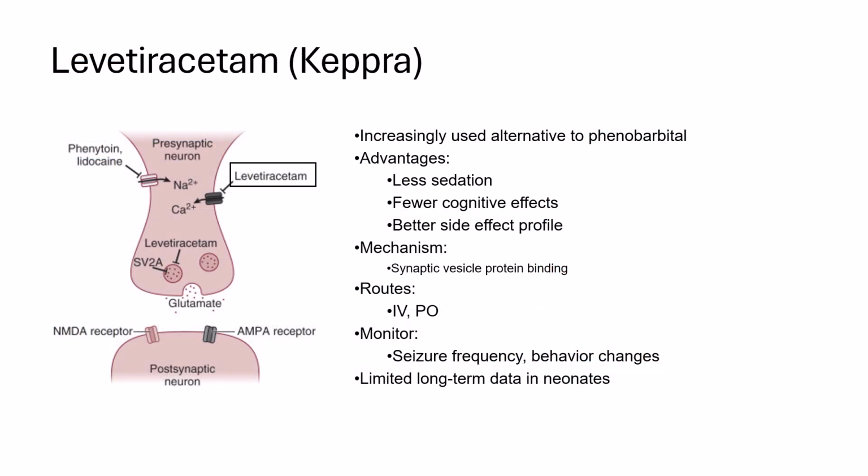Levetiracetam is an alternative to phenobarbital. Its mechanism involves binding to synaptic vesicle protein 2A, though the exact way this controls seizures isn't fully understood. The main advantages over phenobarbital are less sedation, fewer cognitive effects, and a better overall side effect profile. This is particularly important for long-term therapy. It's available in both IV and oral formulations, which makes transitioning from acute to chronic management simpler.